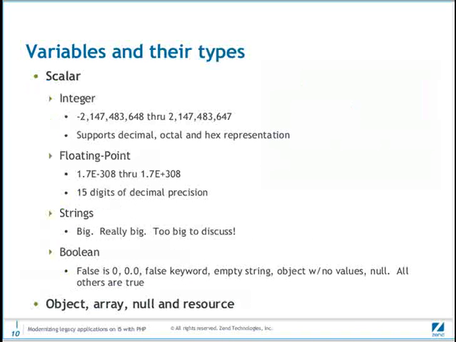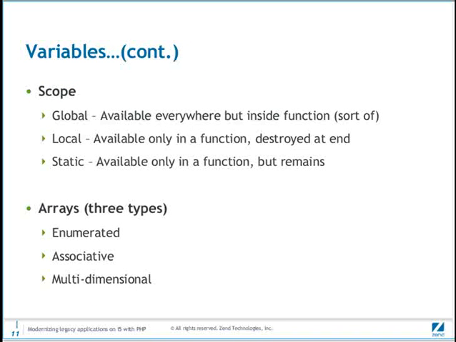Variables and their types. Remember, we've got four scalar data types: integer, floating point, strings, and booleans. And then we've got the other four data types, which are what we call the complex data types. Objects is one of them. Arrays, we've definitely heard a lot about arrays. Null and resource variables. So again, PHP is a very powerful language, gets a lot done with very little in its toolbox, so it makes your job a little bit easier because you know exactly where you stand with the language.